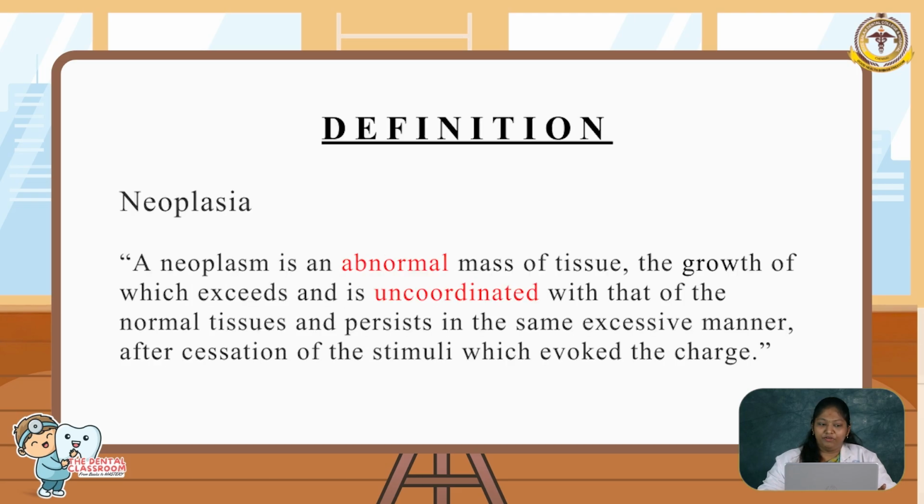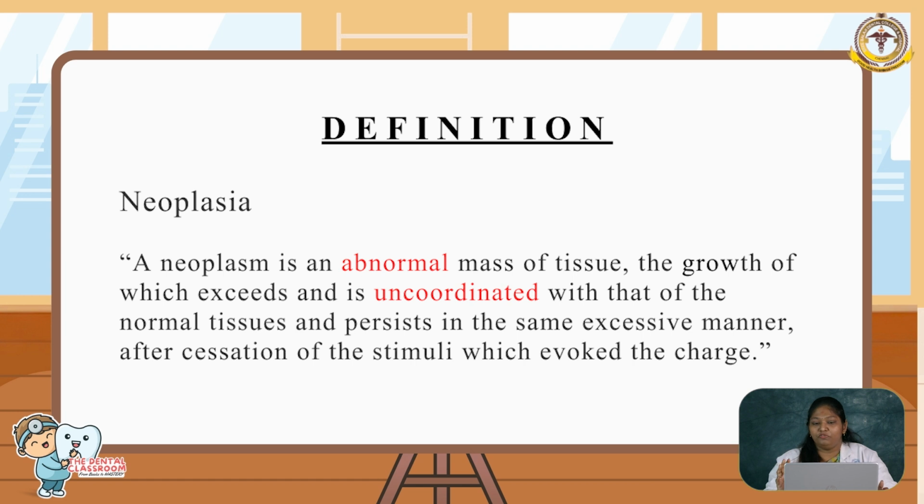So how are we going to define it? Let's see about a normal cell. It has its own growth factor with the growth receptors, and it has a stimuli which is controlled, and it has an organized proliferation. Whereas when it comes to a tumor cell, it is totally disorganized. The proliferation is totally abnormal, excessive, even after the removal of the stimuli. So this is a basic difference between normal cell proliferation and neoplastic cells.